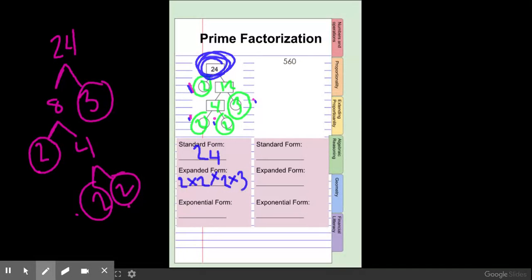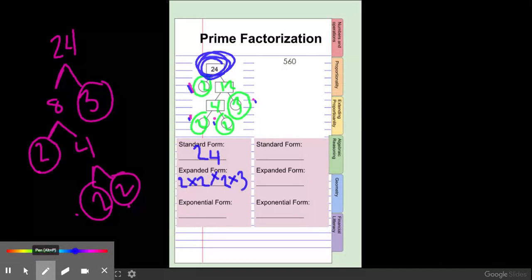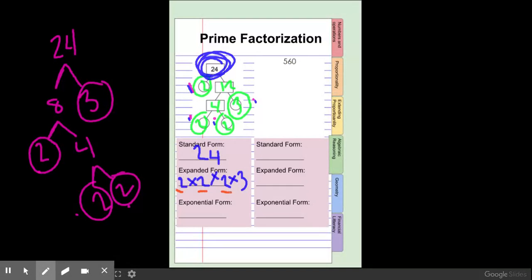And then our exponential form is where we are going to simplify our expanded form, basically. So if you notice, I have 1, 2, 3 number 2s here. So if we remember our exponents, whatever number is being multiplied repeatedly is our base. So 2 is going to be my base. And then we're going to say to the power of 3 because it's being multiplied 3 times. And then we're going to multiply it by the number 3.